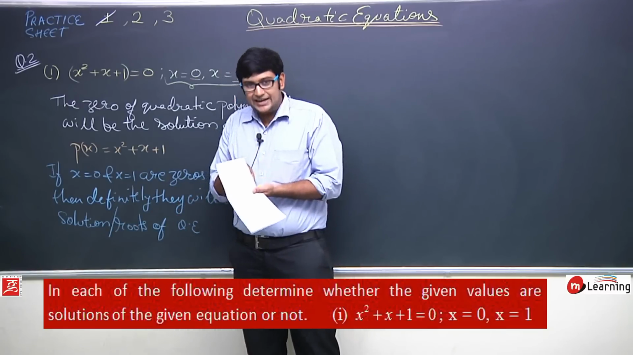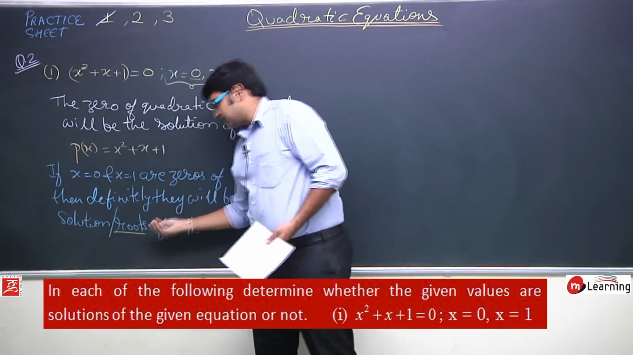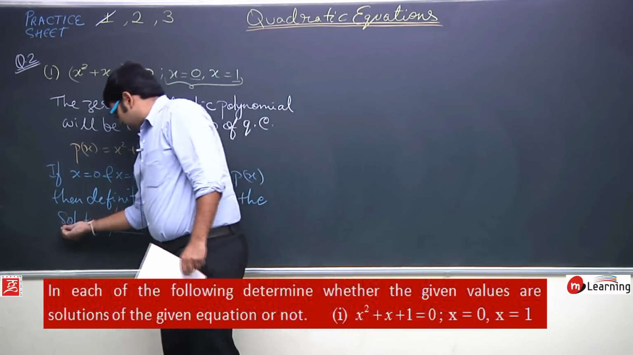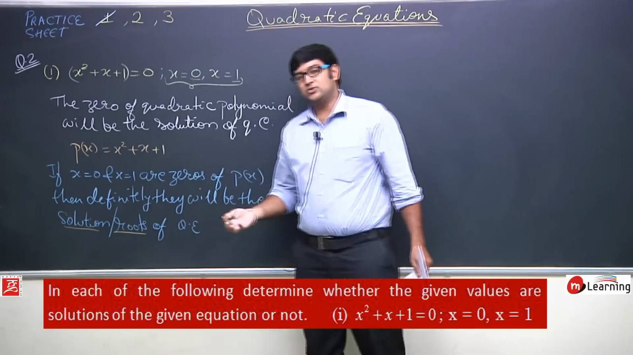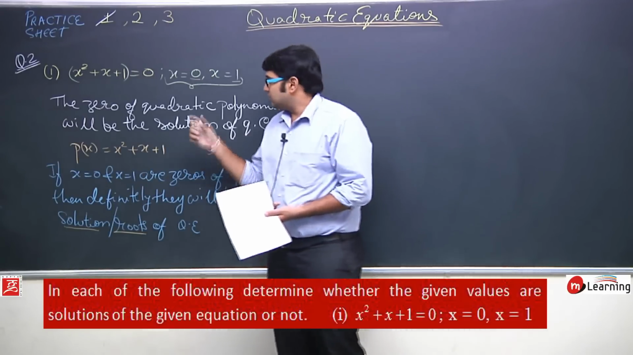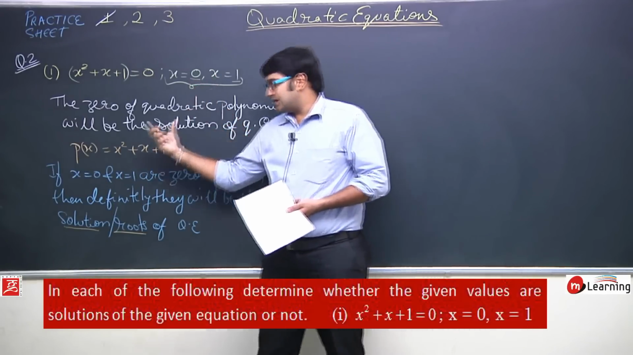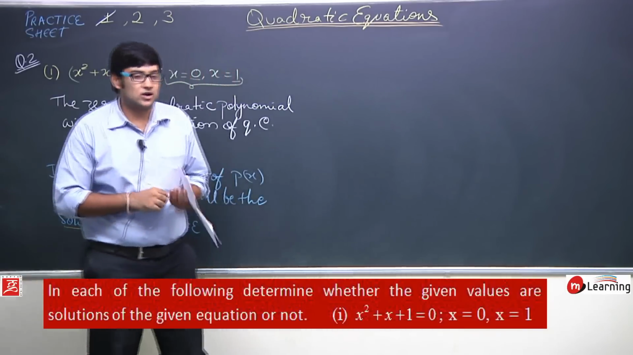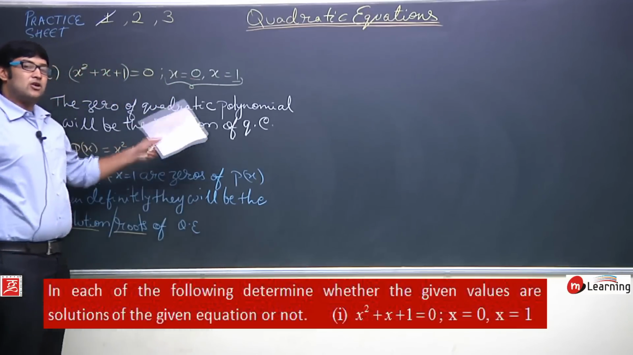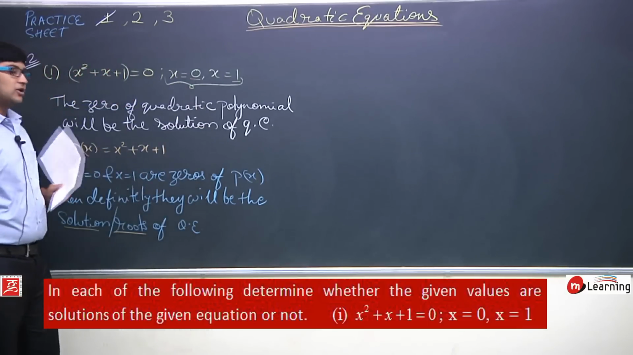Okay. Roots and solutions are used interchangeably. ये दोनों टर्म्स इंटरचेंजेबल हैं, ये दोनों का मतलब सेम है. रूट्स भी वही होता है, जीरोस भी वही होता है. So let us check whether these two values are zeros of this polynomial or not. How can we check this? We will substitute the value of x in this polynomial.